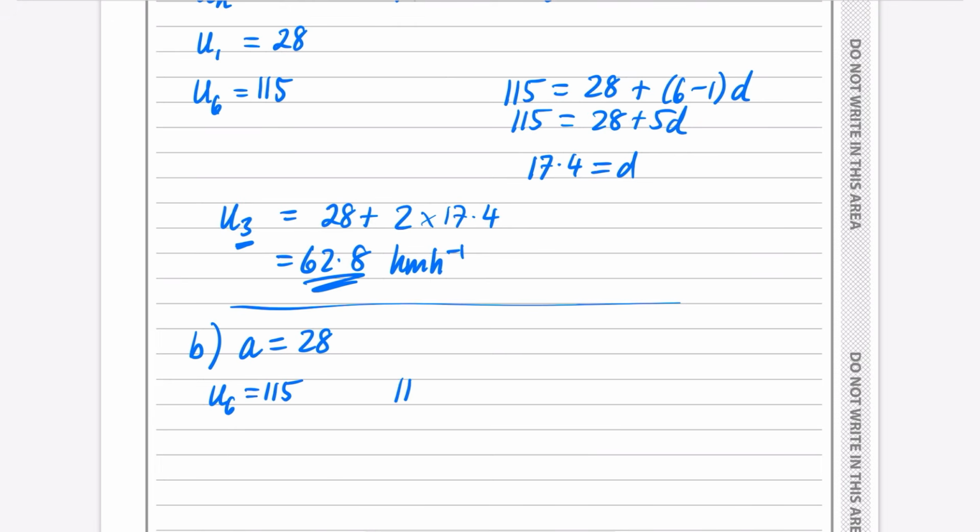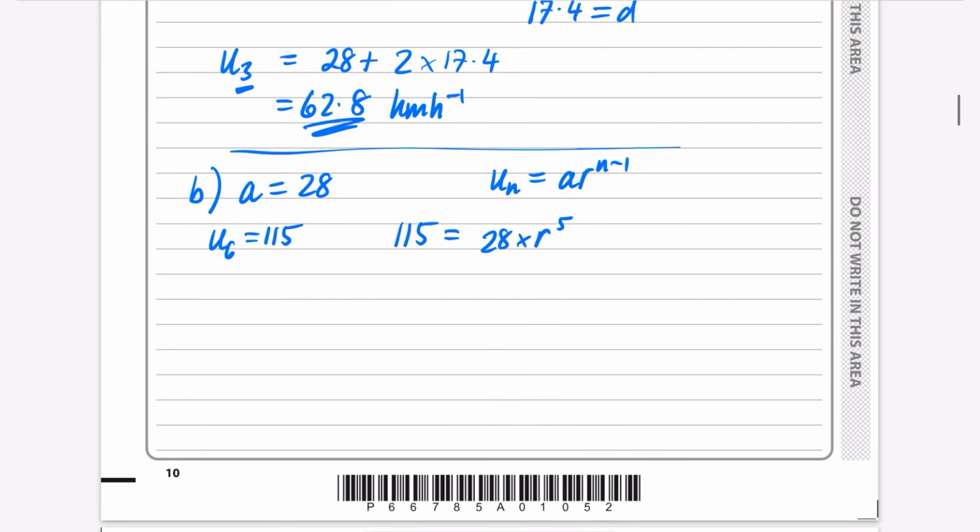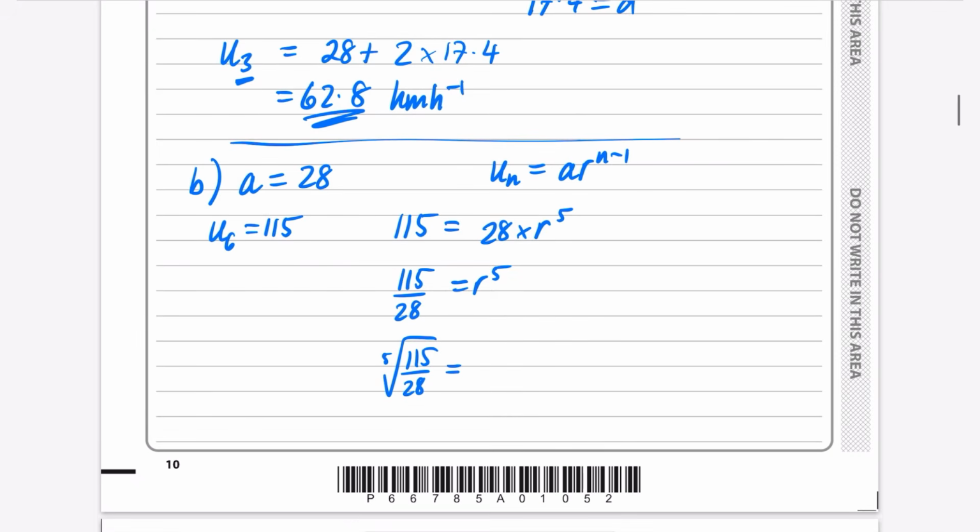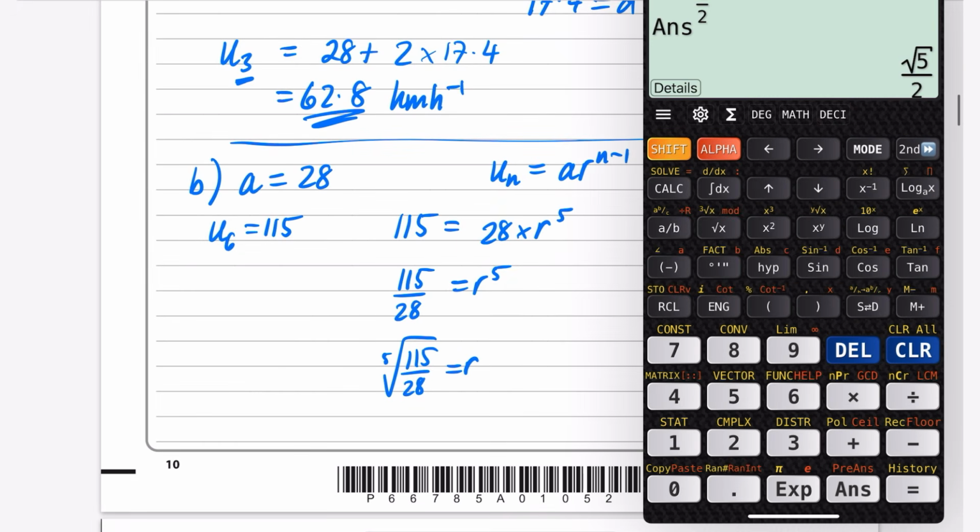So that means that 115, if you know the general formula, un is ar^(n-1). So that means it is going to be 28 multiplied by r to the power of 5. So I'm going to try and find out what r is here. So 115 divided by 28 is r to the power of 5. And then you can either do the fifth root or you can do it to the power of a fifth. But I'm going to find out what r is equal to. I am going to do it as the fifth root.